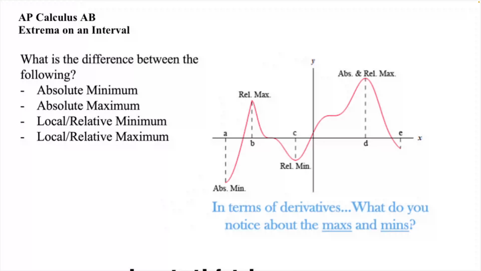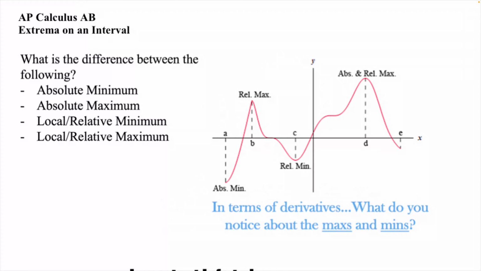So when we talk about extrema, that means one of two things, either a maximum or a minimum, right? High points or low points, peaks or valleys, right? So there's different types of maximum and minimums. There's absolute. Absolute means the absolute highest point.